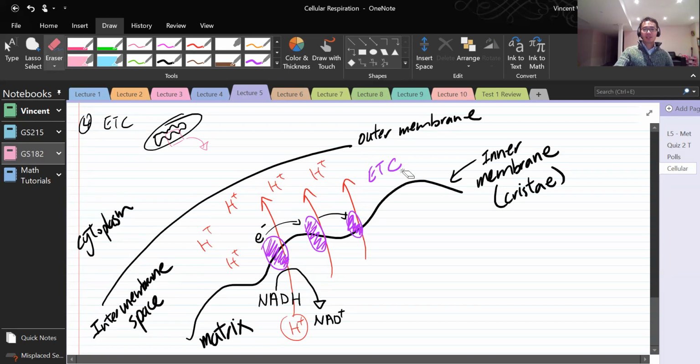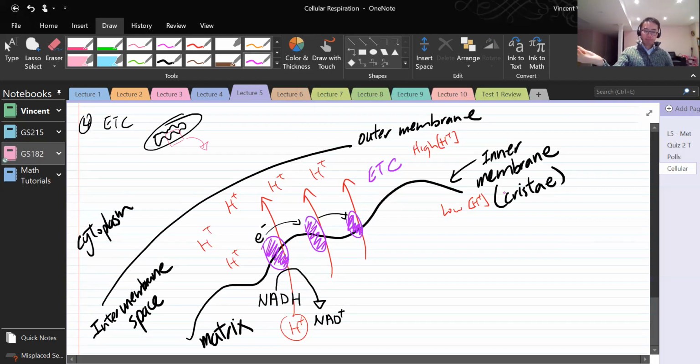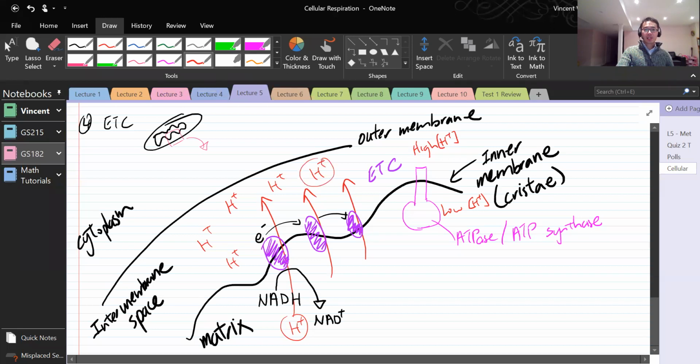So we have all these H plus here, creating a high H plus concentration, and then low H plus here. So the hydrogen really wants to come back in, because it wants to go down its concentration gradient, but it cannot because the cell membrane, as you know, will not allow charged particles to go through. So there is a special doorknob looking thing. It actually does look like that, apparently. This is called the ATPase, or sometimes it's called ATP synthase, depending on where you read this from, and it provides a channel for these H plus to go through.